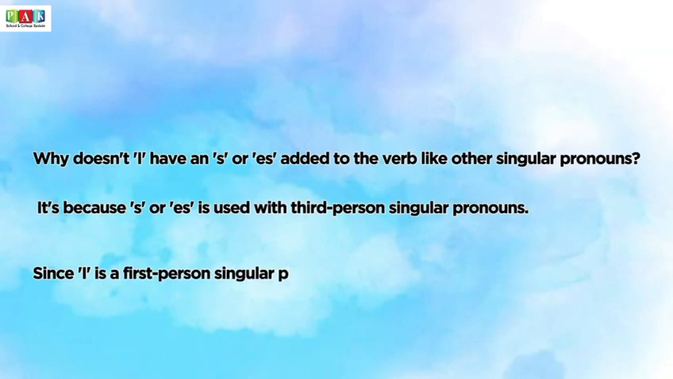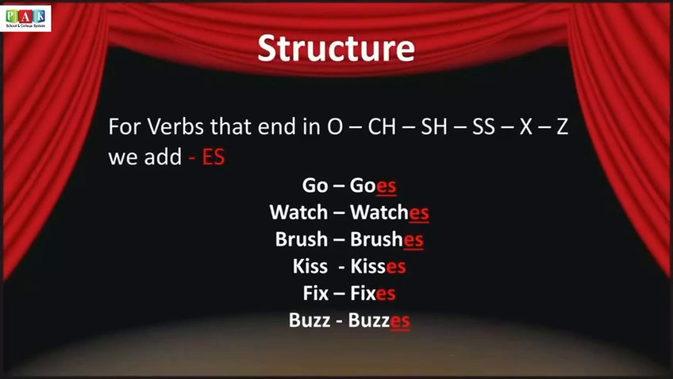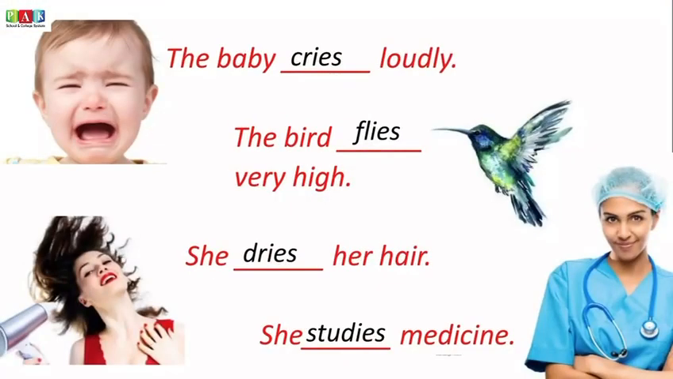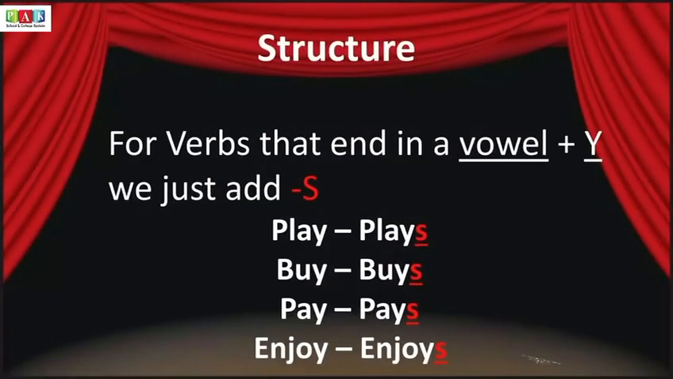Why doesn't I have an s or es added to the verb like other singular pronouns? It's because s or es is used with third-person singular pronouns. Since I is a first-person singular pronoun, it's a bit different. We put es with verbs that end in ch, sh, ss, x, z. For verbs that end in a consonant plus y, we replace the y with ies, like study, studies, cry, cries. We just add s for verbs that end in a vowel plus y. For example, play, plays, buy, buys.